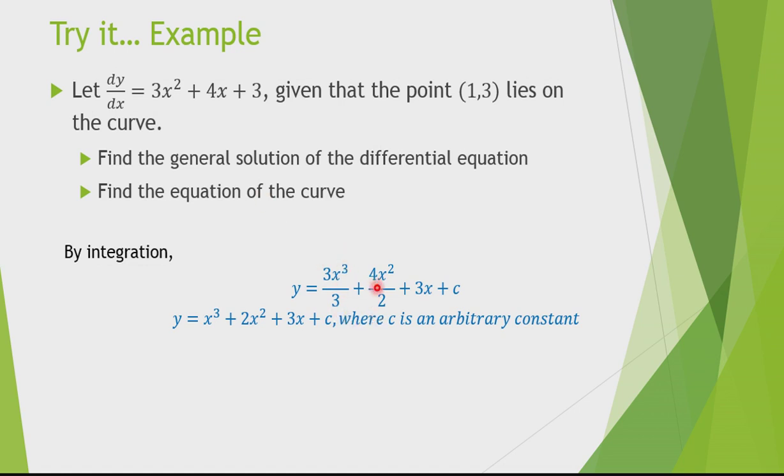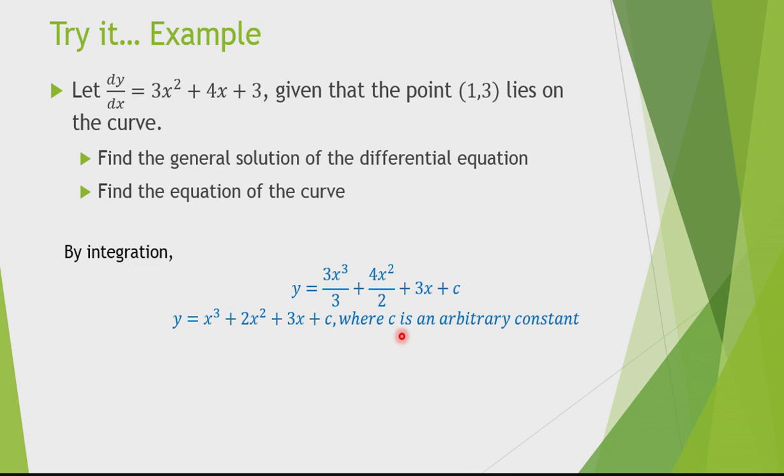Then the final answer of the general solution of this differential equation becomes y equal x to the power 3 plus 2x square plus 3x plus c, where c is an arbitrary constant. So this is the complete solution for the general solution of the differential equation. So we are done with the first part.